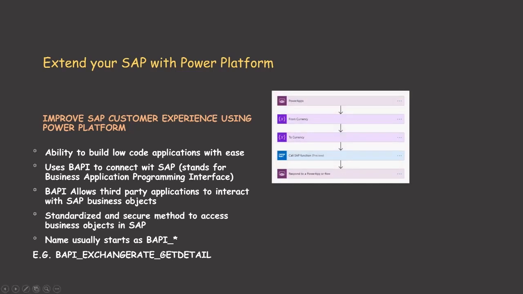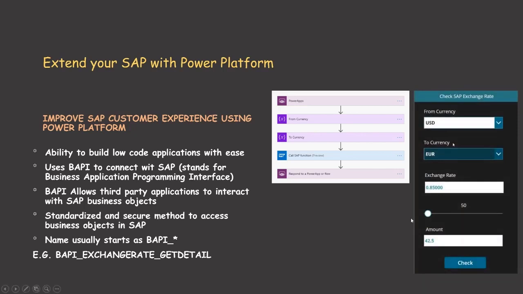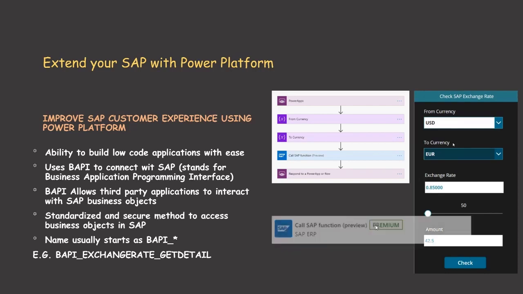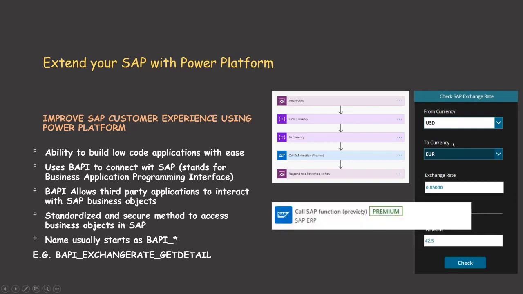In my example, I'm using the BAPI exchange rate get detail. This is the example. Let's look at the demo on that. At a high level, what you need to know is that there's a premium connector called SAP function, and what you will leverage using the BAPI is the one we will use to collect the data. For example, in this function, you have the BAPI exchange rate get detail.